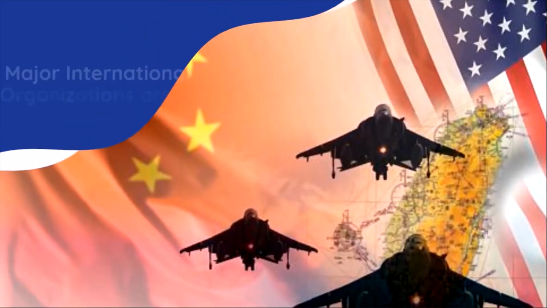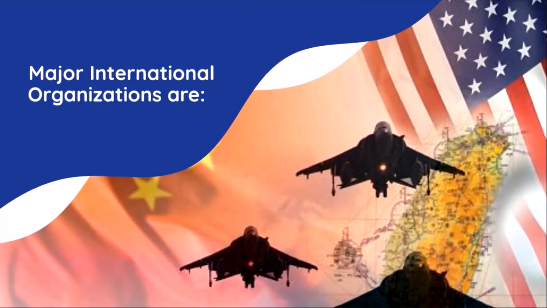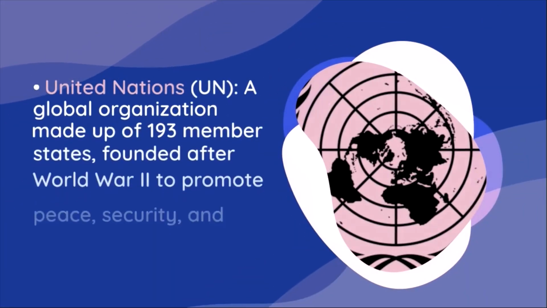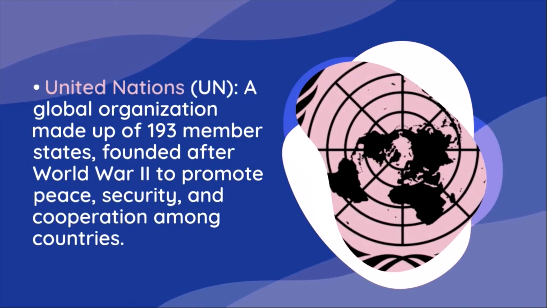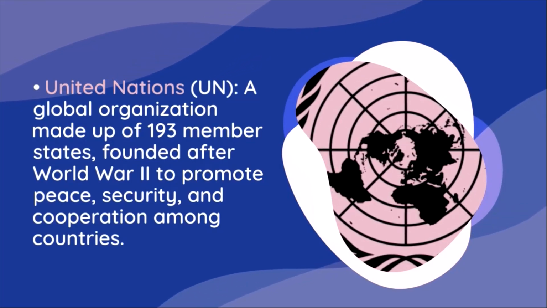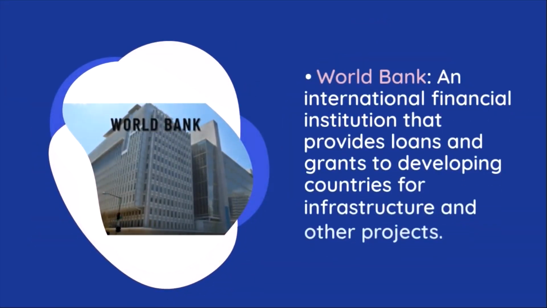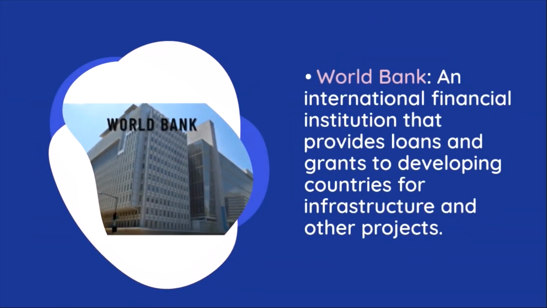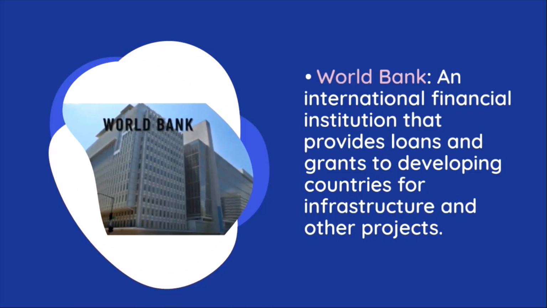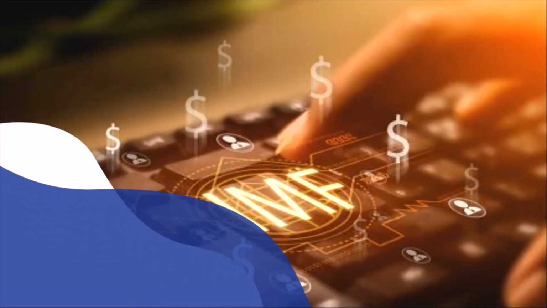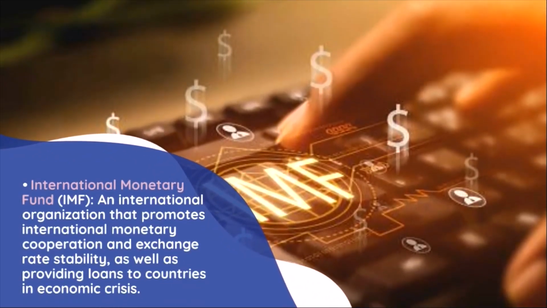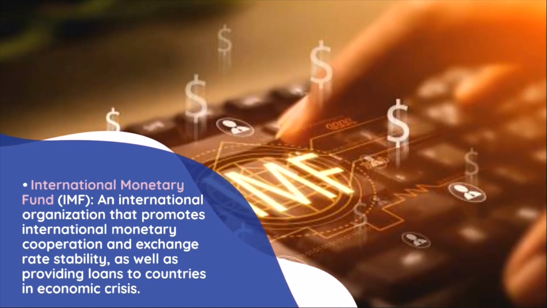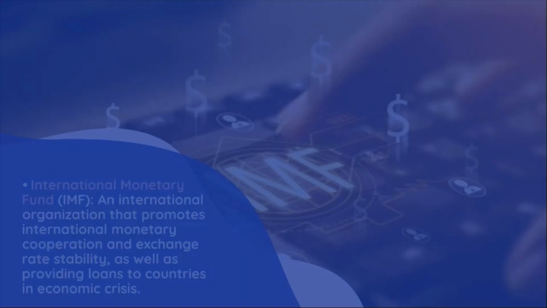Major international organizations are: United Nations, a global organization made up of 193 member states, founded after World War II to promote peace, security, and cooperation among countries. World Bank, an international financial institution that provides loans and grants to developing countries for infrastructure and other projects. International Monetary Fund, an international organization that promotes international monetary cooperation and exchange rate stability, as well as providing loans to countries in economic crisis.